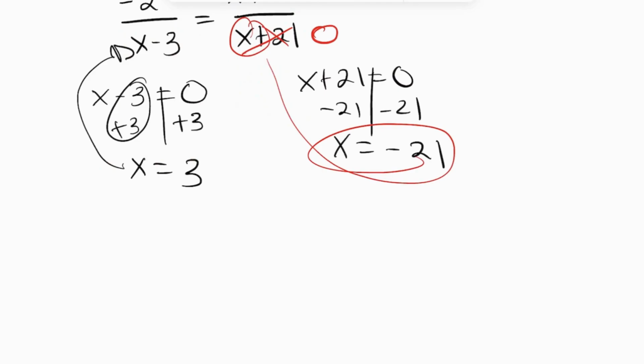We check for these values first because even if we solve the entire equation correctly, any answer that makes the denominator 0 must be thrown out. So we now know ahead of time that x cannot be 3 and x cannot be negative 21. So at the very end, if we get anything that says x equals 3 or x equals negative 21, we know that's not going to be a solution for x.